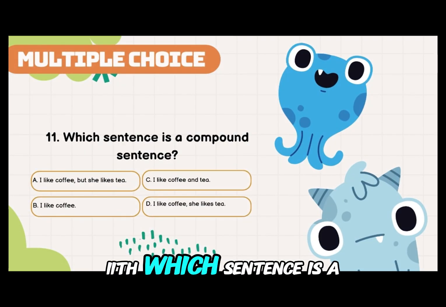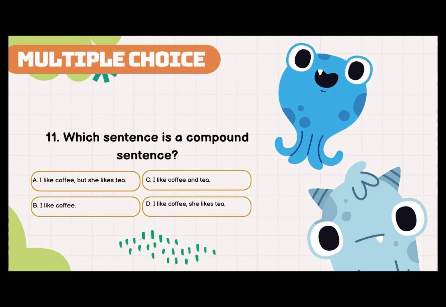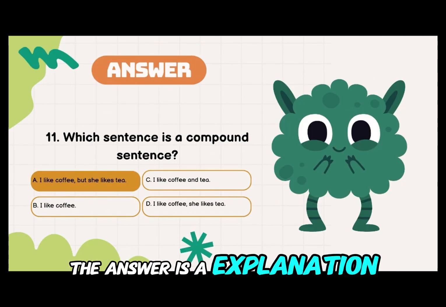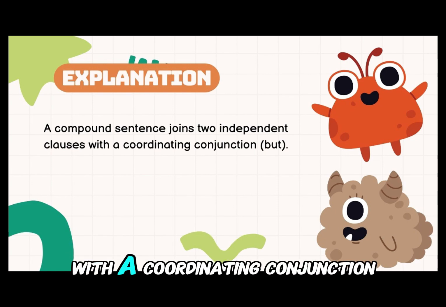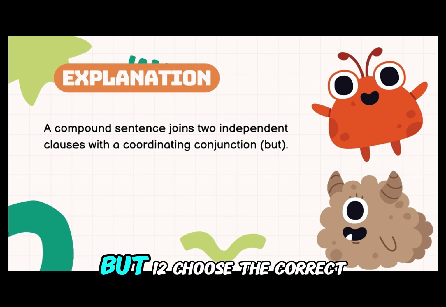11. Which sentence is a compound sentence? A. I like coffee, but she likes tea. B. I like coffee. C. I like coffee and tea. D. I like coffee, she likes tea. The answer is A. Explanation: A compound sentence joins two independent clauses with a coordinating conjunction, but.